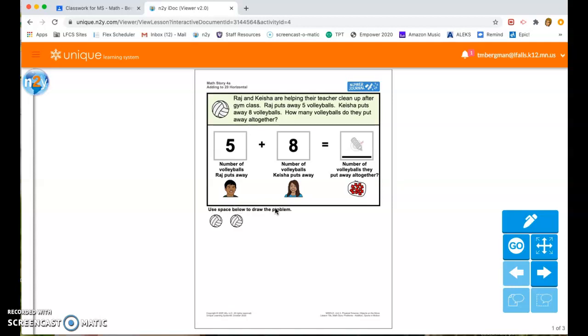So it says use the space below to draw the problem. The number of volleyballs that Raj puts away is 5. 1, 2, 3, 4, 5, right? How many does Keisha put away? 8. 1, 2, 3, 4, 5, 6, 7, 8. The program wants you to do this so that we know that you understand. How many do they put away altogether? Altogether means we're adding, we're counting on. We're going to start with 8, 9, 10, 11, 12, 13.